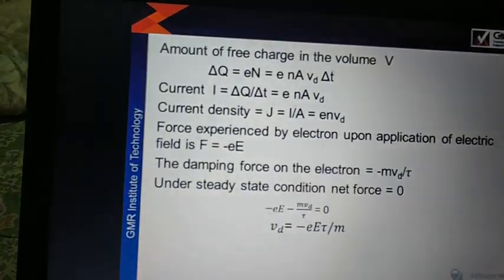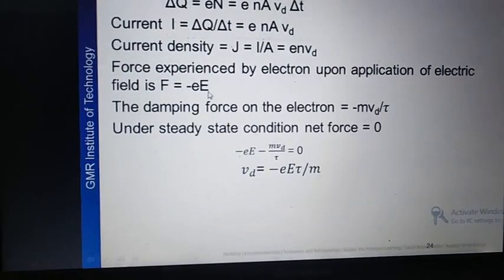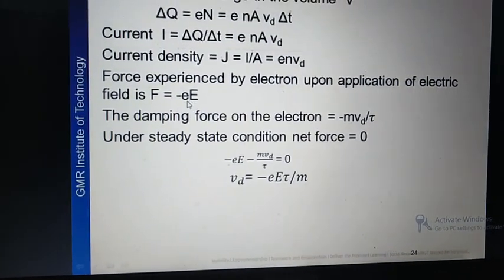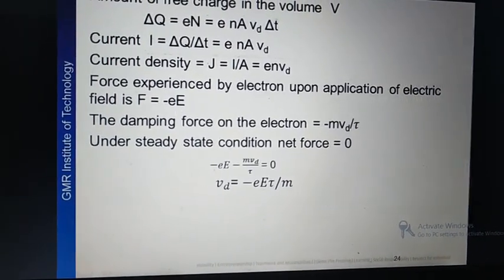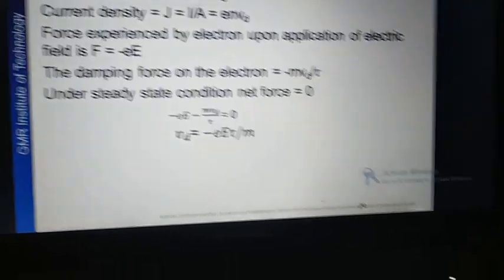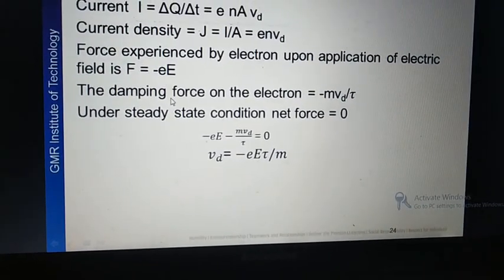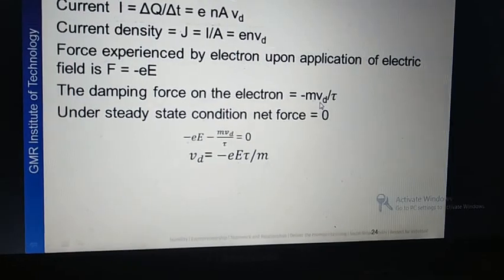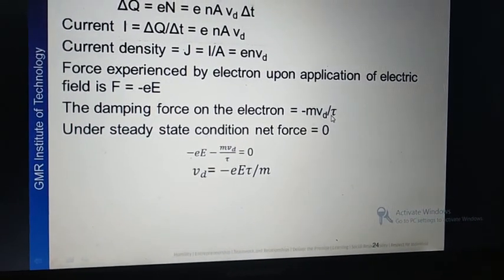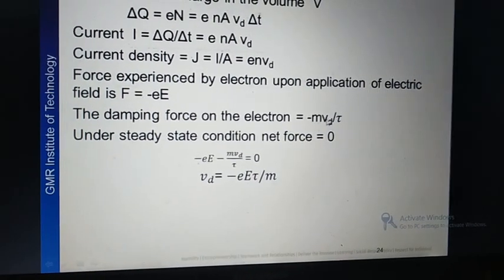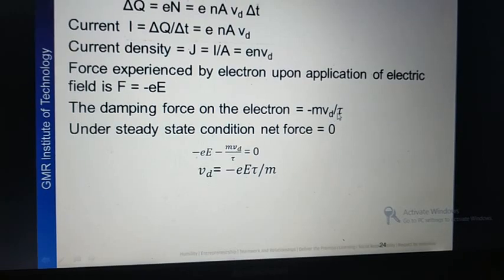Okay, now what is the force experienced by electron upon application of electric field? When you apply some electric field, there will be force acting on the electron. That force is given by F is equal to minus eE. This is what we have learnt in electrostatics. And this is the force you are applying on the electron, and there will be some resistive force on the electron, that is given by minus m Vd by tau. So the electron will try to resist the force, that is given by minus m into Vd by tau.